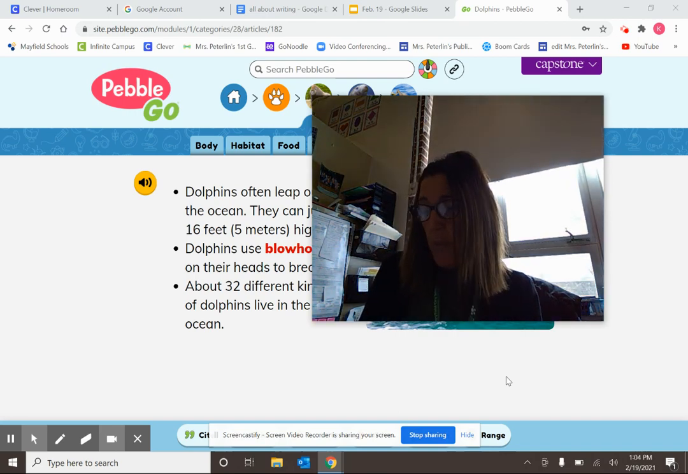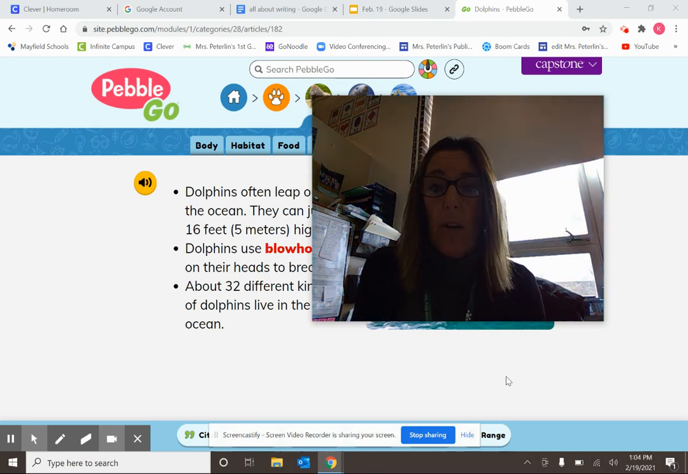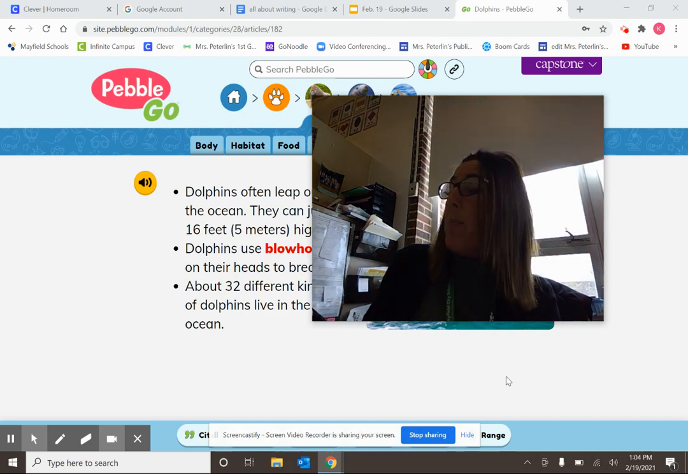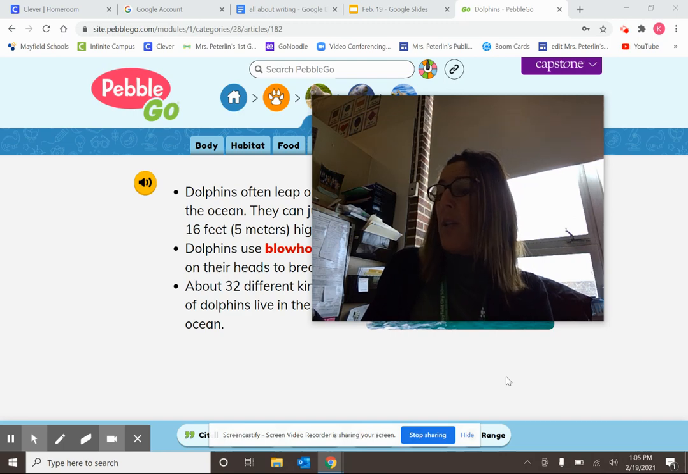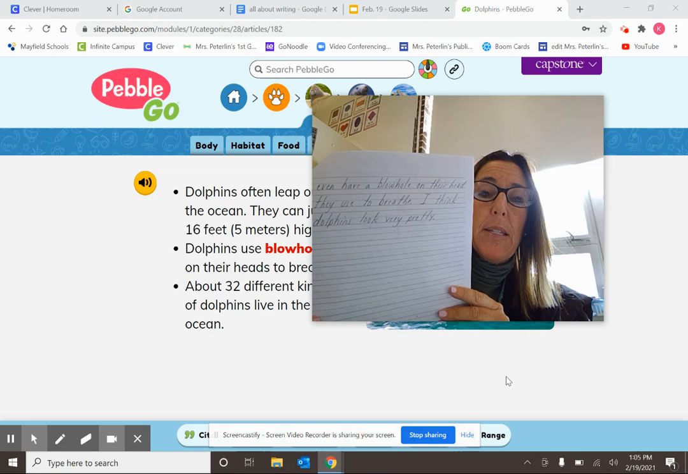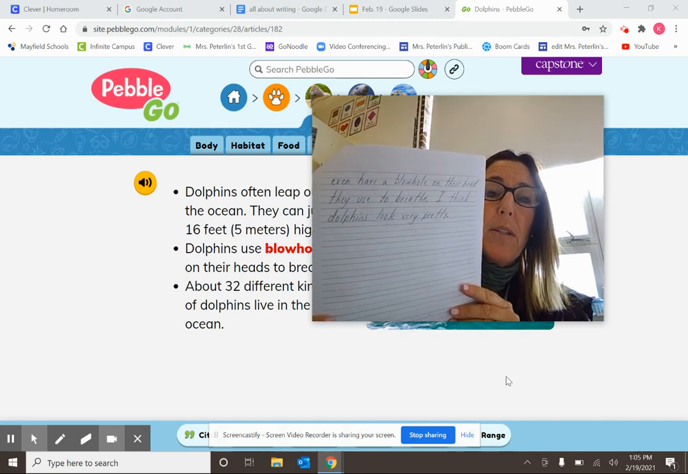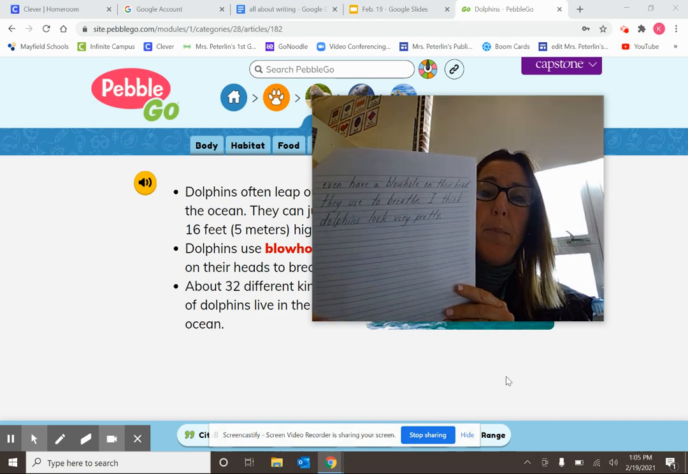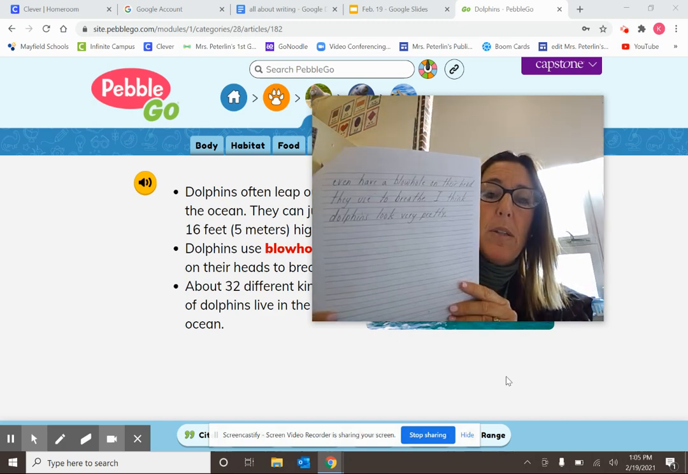Dolphins have 2 flippers and a dorsal fin they use to steer. They also have a tail fluke that they move up and down when swimming. They even have a blowhole on their head they use to breathe. I think dolphins look very pretty. And that's my closing sentence. I think dolphins look very pretty. So it kind of sums up my story about what dolphins look like.